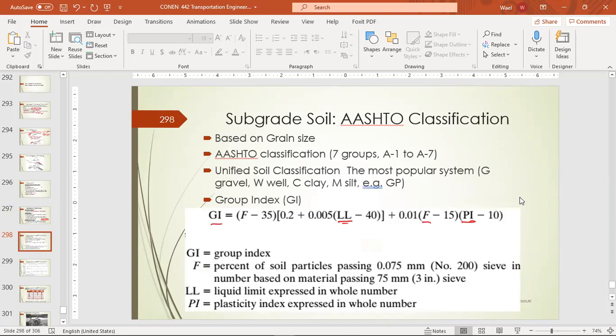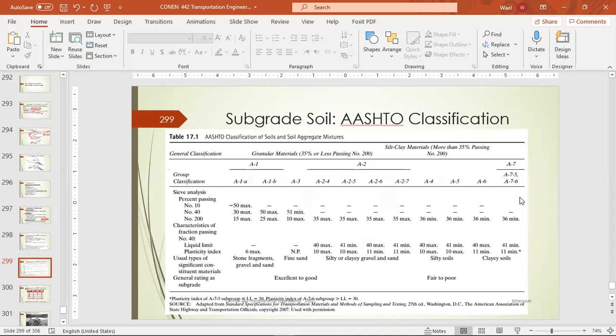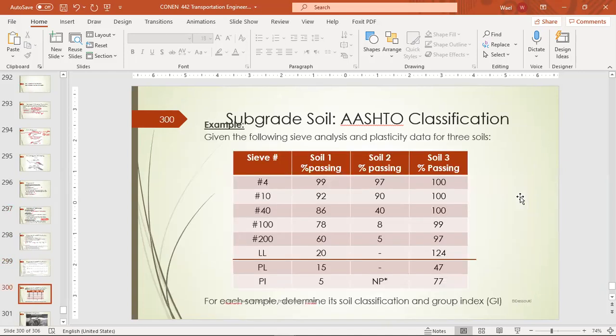Subgrade soil, we have the AASHTO classification, and we have discussed that, and you have studied that before in the soil mechanics course. So that's the AASHTO classification. Okay, and you had an example on that in classifying different soil types.